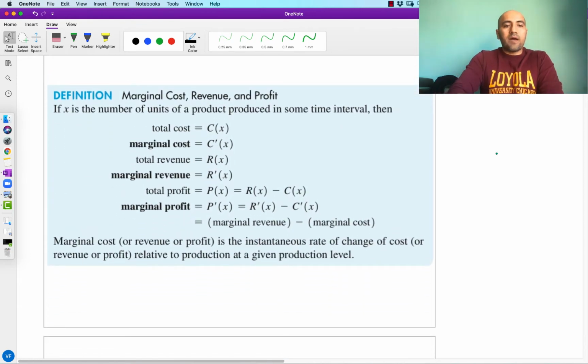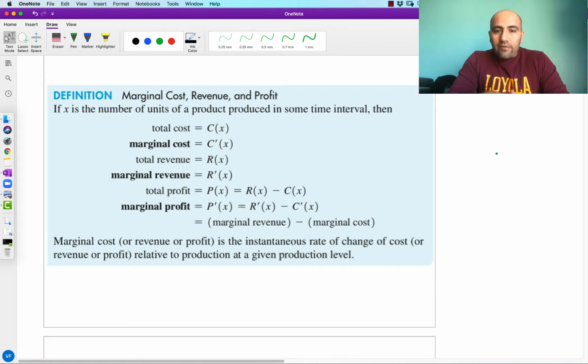Here they are all in one spot. So C of X is the total cost of producing X units. Marginal cost is an equation. It's the first derivative of the cost function. And what it does is it tells us the instantaneous rate of change of the cost function. It gives us an indication of how the cost function is changing at that point, right? What is the cost of the next one, from X to the next one? What's the instantaneous rate of change at that point?